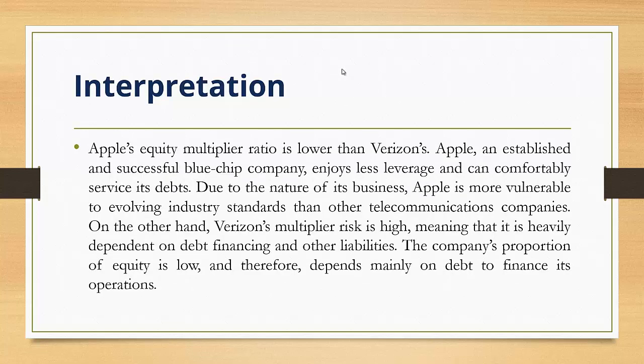When it comes to interpretation, we can see that Apple's equity multiplier ratio is lower than Verizon's. Apple, an established and successful blue chip company, enjoys less leverage and can comfortably service its debts. Due to the nature of its business, Apple is more vulnerable to evolving industry standards than other telecommunications companies. On the other hand, Verizon's multiplier risk is high, meaning that it is heavily dependent on debt financing and other liabilities. The company's proportion of equity is low and therefore it depends mainly on debt to finance its operations.